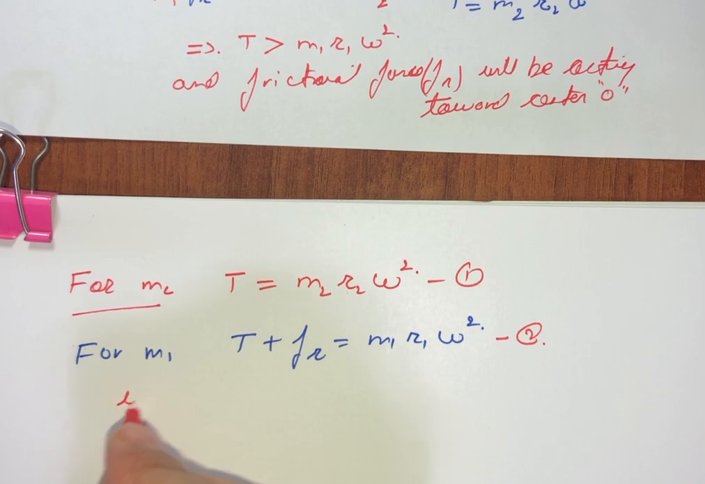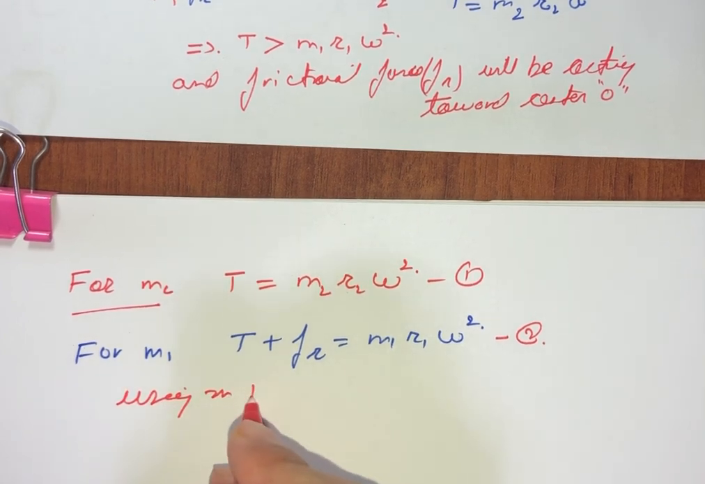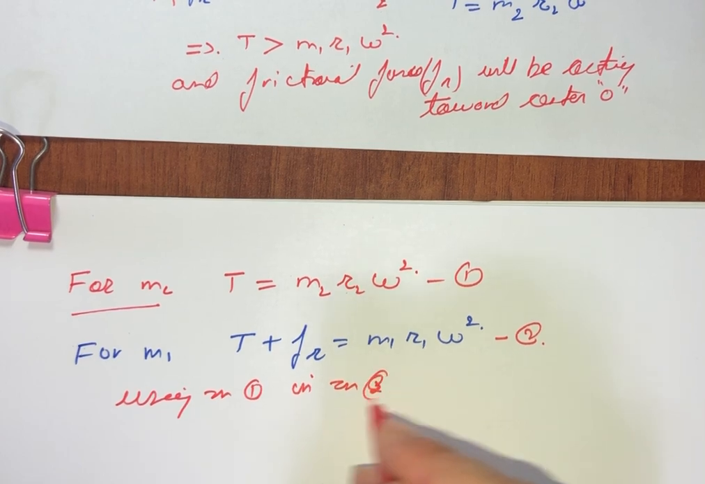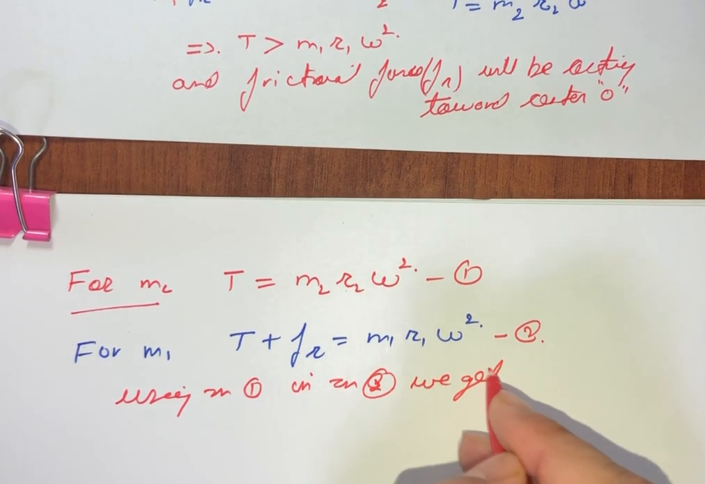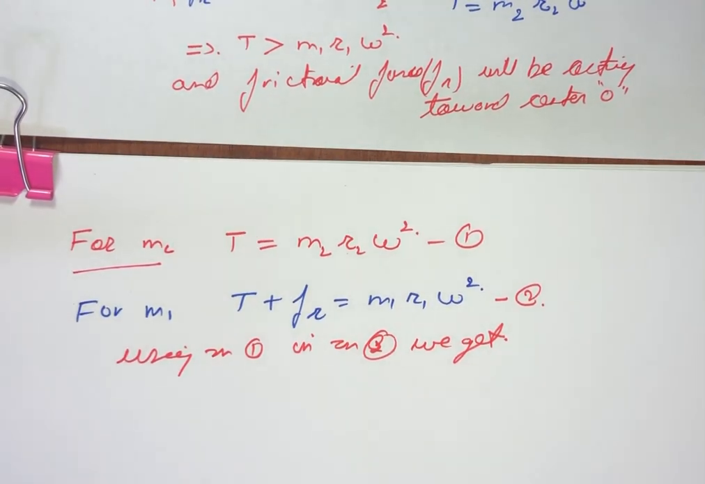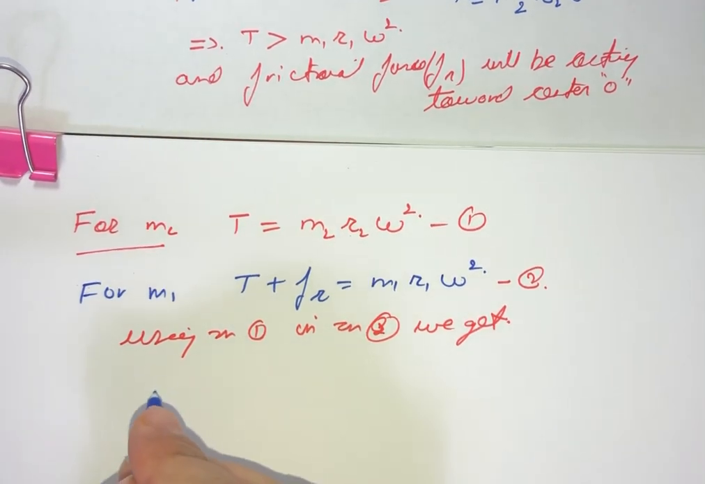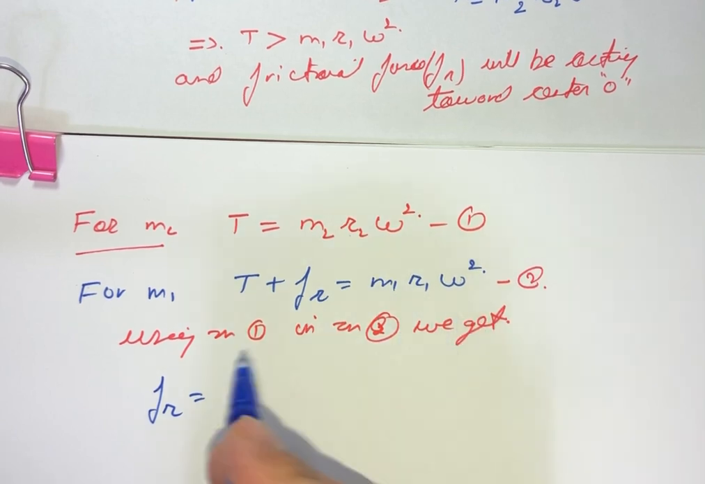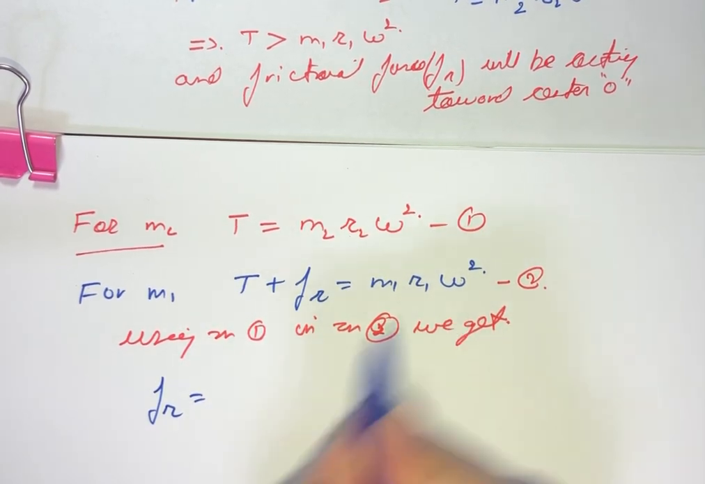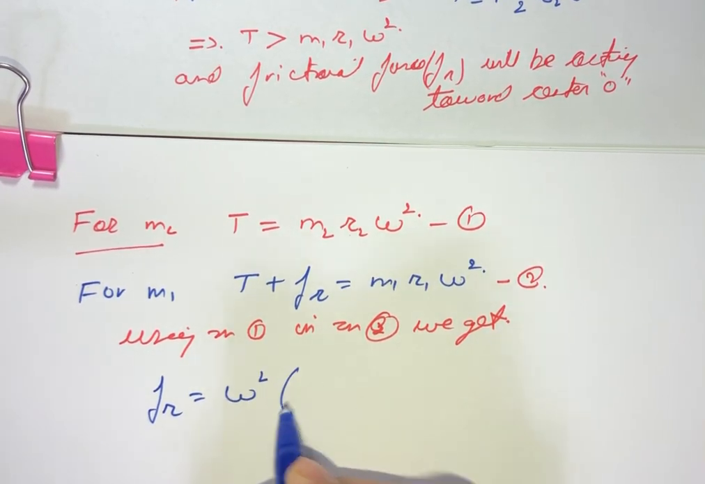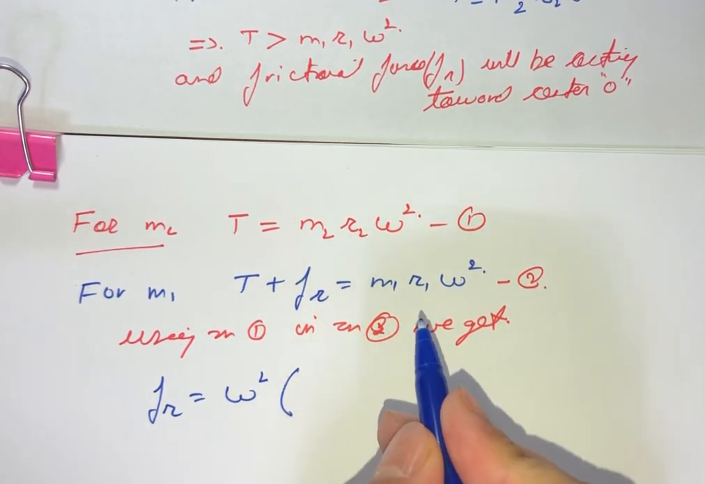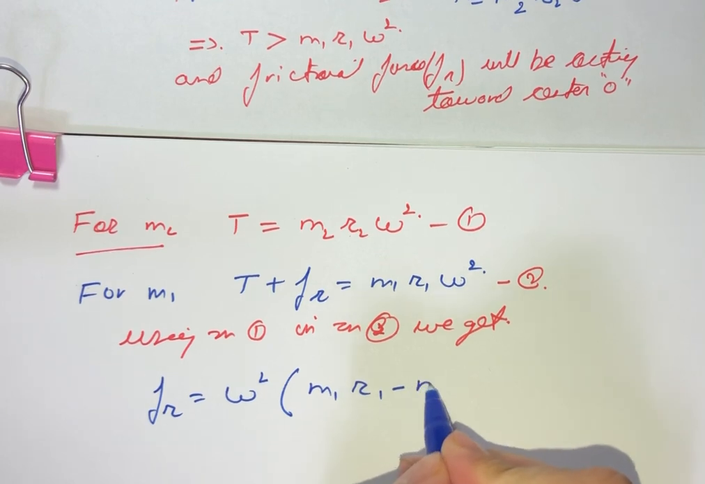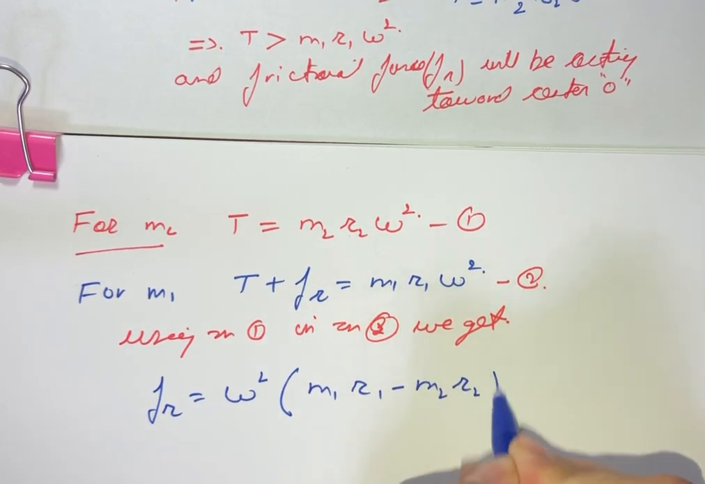So using equation 1 in equation 2, we get Fr is equal to, this will be our omega square, we can take common, we have M1 R1 minus M2 R2.